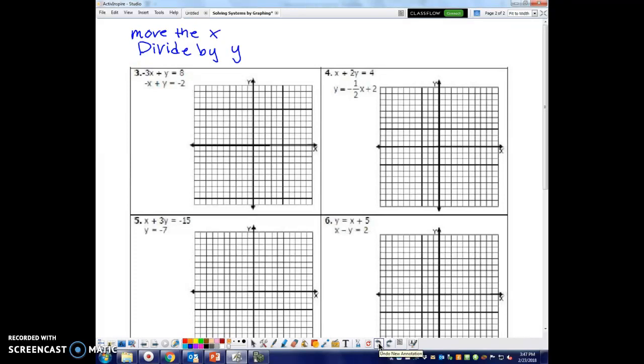Let me know if you need any help, especially with graphing. You must know how to graph at this point in life, okay? You've got to know how to graph.